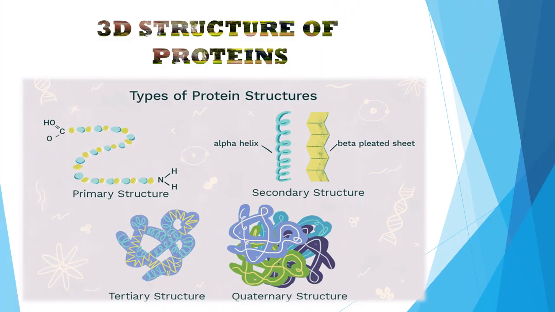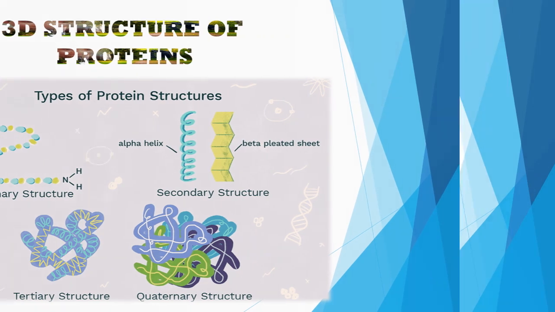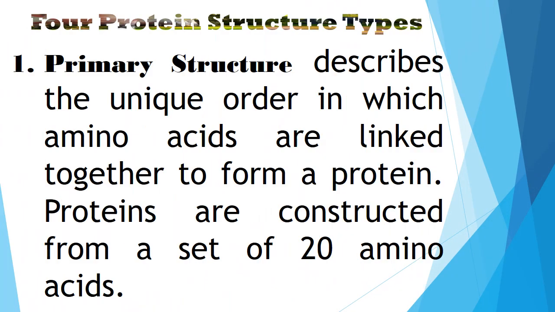The 3D structure of proteins. Types of protein structure. First, the primary structure, and secondary structure, tertiary structure, and quaternary structure. So, the primary structure describes the unique order in which amino acids are linked together to form a protein. Proteins are constructed from a set of 20 amino acids.